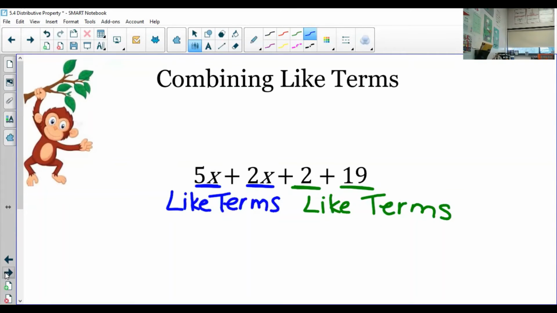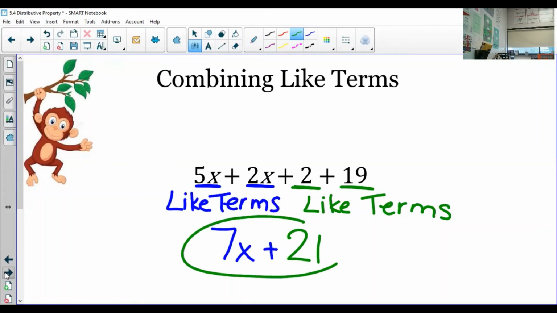What's 5x plus 2x? 7x. Plus, what's 19 plus 2? 21. So now I have 7x plus 21. Is there anything else I can do here to make this any smaller? No. So that's how we combine like terms. You don't have to do anything other than just get them as small as you can.